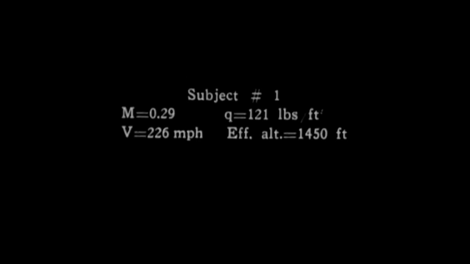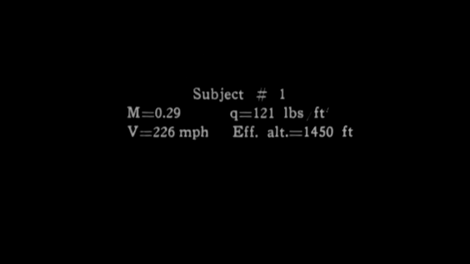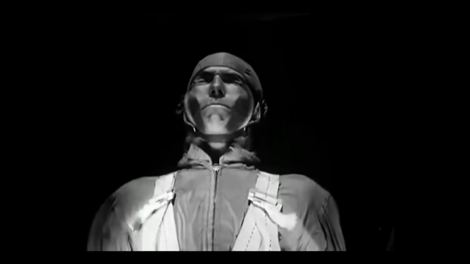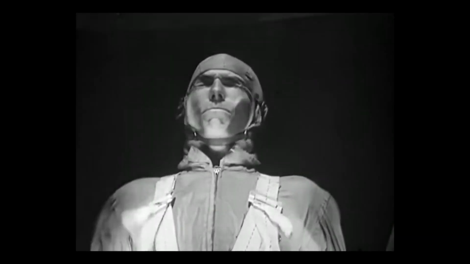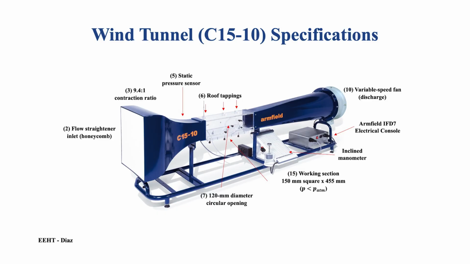For instance, this short video shows a test regarding human tolerance to wind blast carried out by the U.S. Navy in 1946. This device is a subsonic wind tunnel that operates in a velocity range between 0 and 32 meters per second. Due to its design, the internal pressure is below the atmospheric pressure.